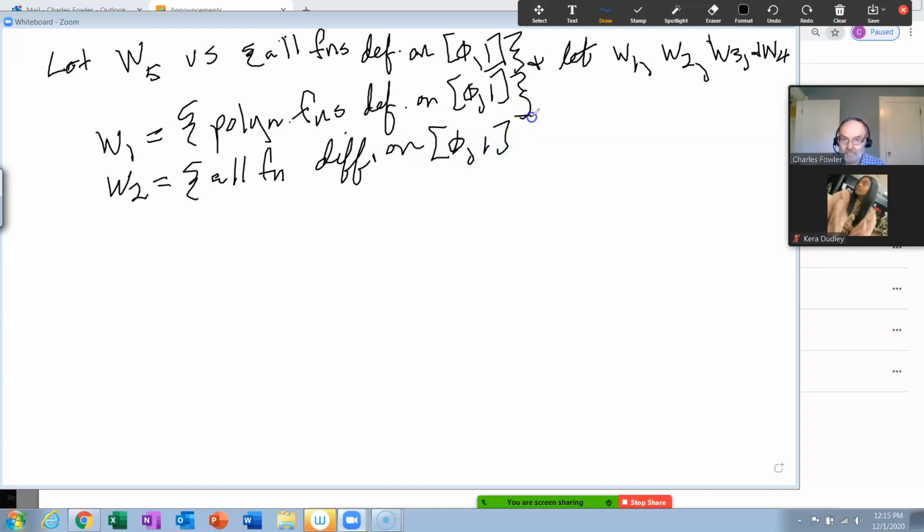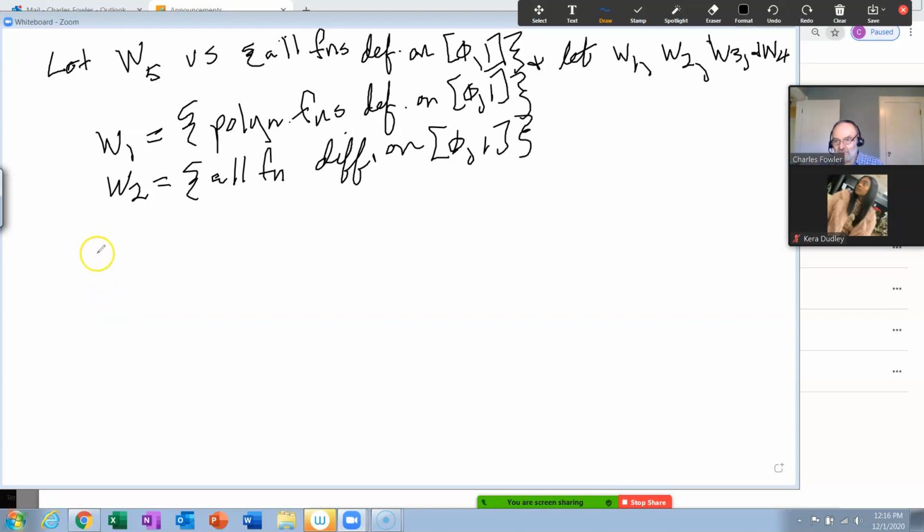Now, certainly all polynomial functions are differentiable everywhere, so they're differentiable on 0 to 1. This is a set of all functions that are differentiable. Well, there are other functions other than polynomial functions that are differentiable on 0 to 1, so W1 is a subset of W2, but W2 is still a subset of W5, and that's because all functions are defined on 0, 1, even functions that aren't differentiable there, but the ones who are, they're defined there.